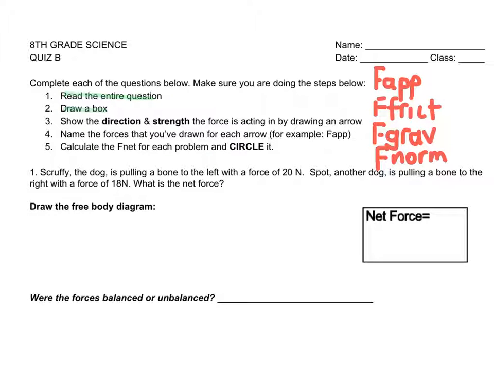Then, you need to show the direction and the strength the force is acting by drawing arrows or vectors. Remember, the larger the force, the larger the vector needs to be. Finally, make sure you name all of your forces that are being acted on the object. Your 4 options are over here on the right. You have F ap, applied force, F frict, friction force, F grav, gravity, and F norm, normal force.